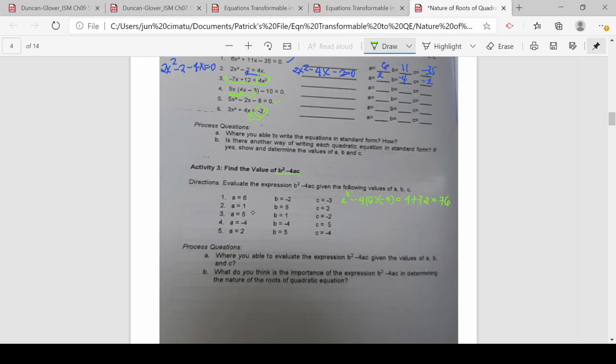Ano yung pangalawa? Ito. Pangalawa, B. B is 5. 5 square. 4, A, 1. C, 2. Okay. 5 minus plus ito.